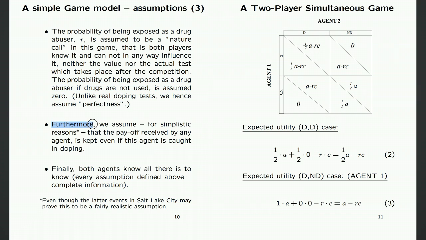Furthermore, we assume for simplistic reasons that the payoff received by any agent is kept even if this agent is caught in doping. Of course, this is a crucial point, isn't it? Because if you get caught in doping, there must be some consequences. Traditionally, there have been limited consequences on actually taking back money you have earned before you get caught. And that is what we rule out here.